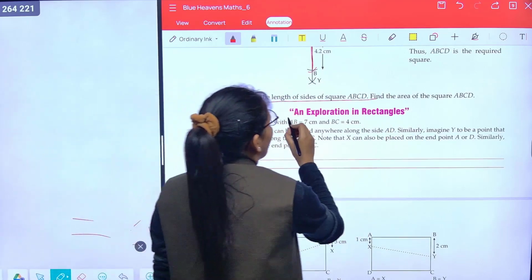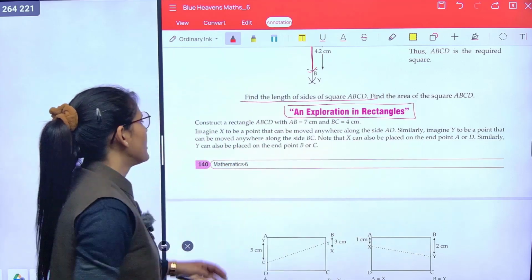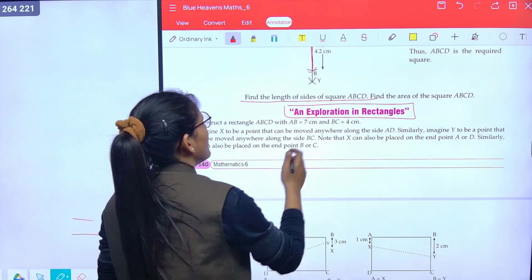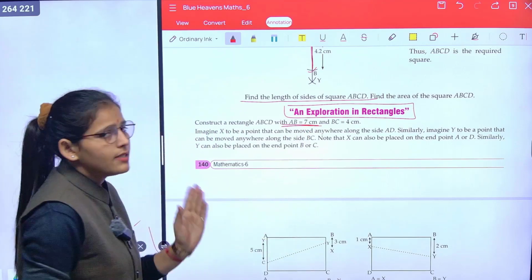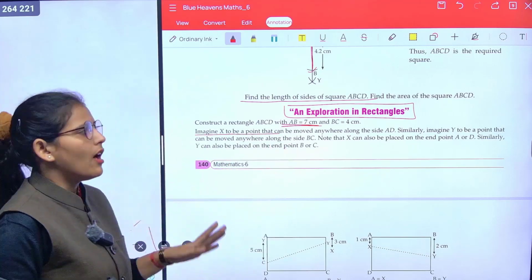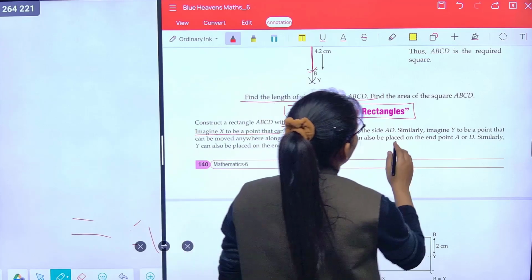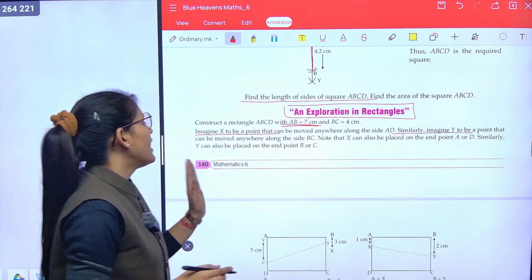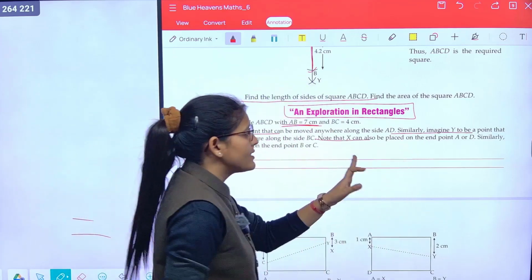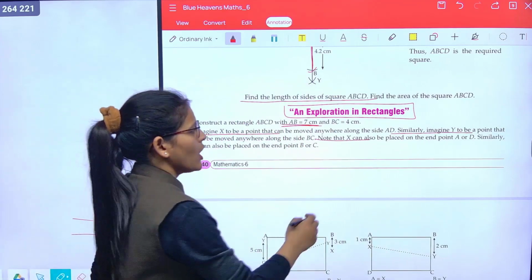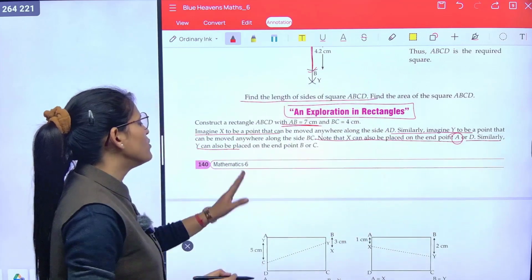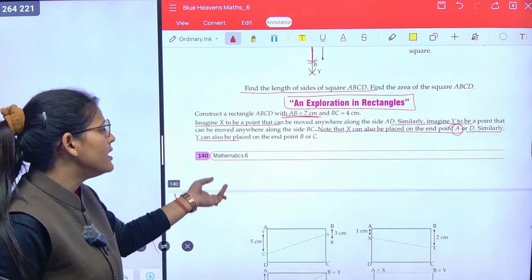Now class, an exploration in rectangles. Construct a rectangle ABCD with AB equal to 7 centimeter and BC 4 centimeter. Imagine X to be a point that can be moved anywhere along the side AD. Similarly, imagine Y to be a point that can be moved anywhere along the side BC. Note that X can also be placed on the end point A or D. Similarly, Y can also be placed on the end point B or C.